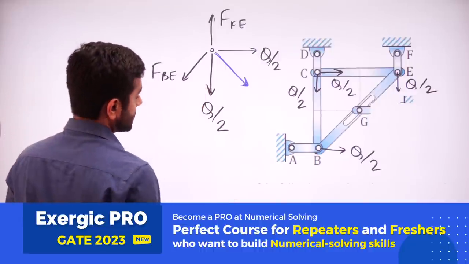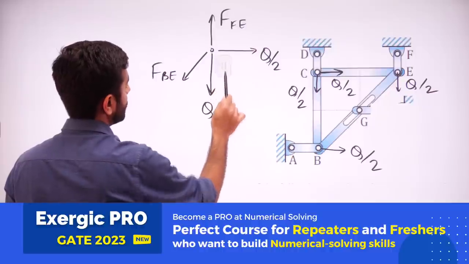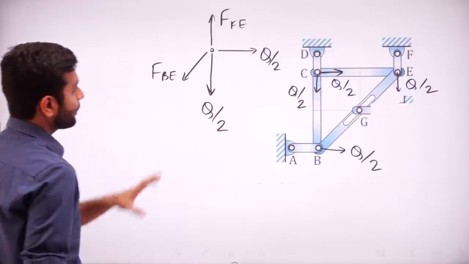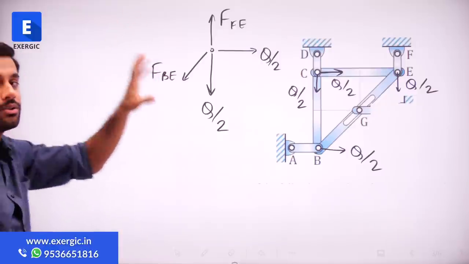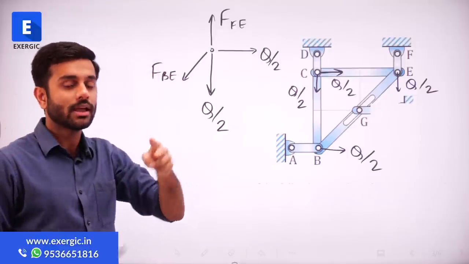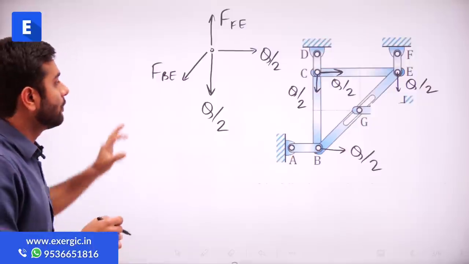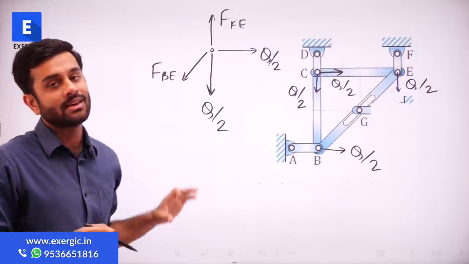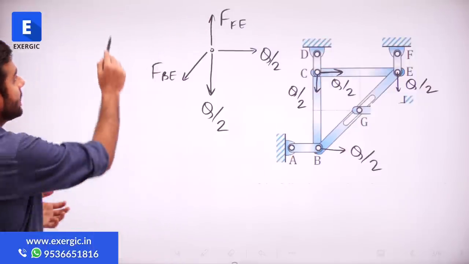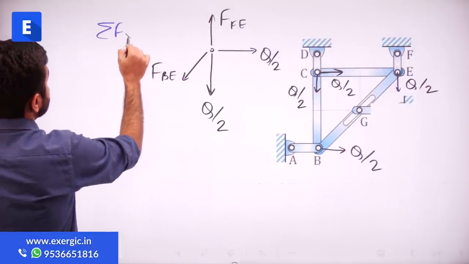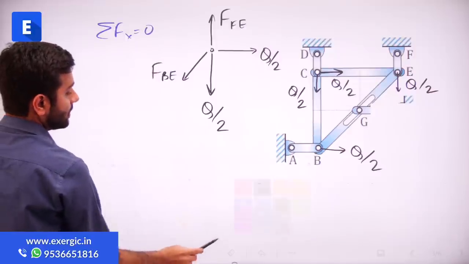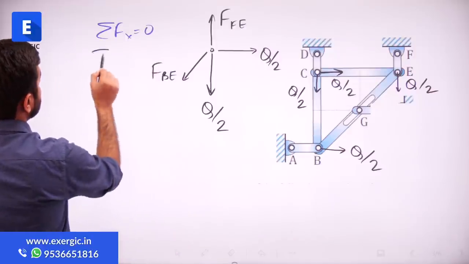Ultimately, what I'm trying to discuss here is that from this diagram, we know that there are two unknowns and two equations we can form. One unknown is FBE, one unknown is FE. And the equations that we can form are summation of FX equal to 0, and then summation of FY equal to 0.